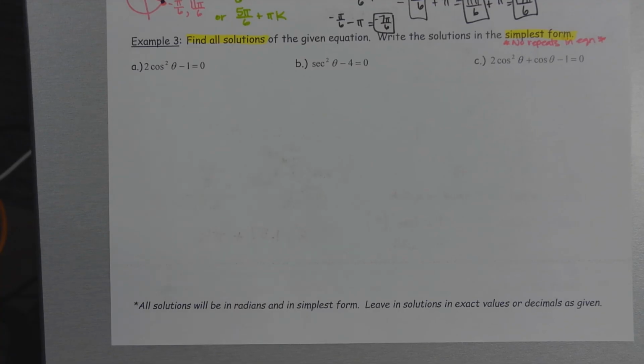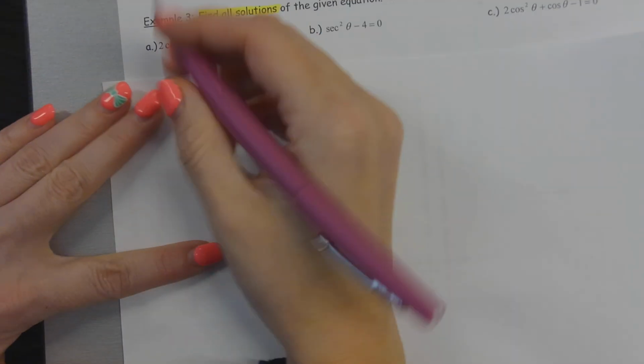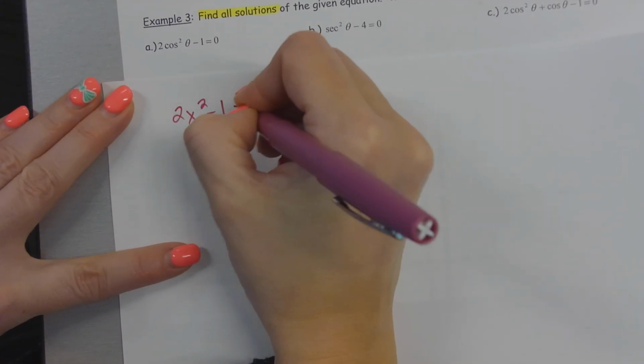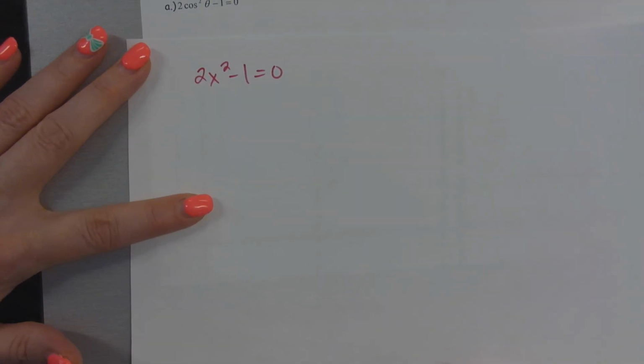So we have 2 cosine squared of theta minus 1. Okay, now if I were to give you 2x squared minus 1, you guys could tell me how to do that, right? What would we do first?